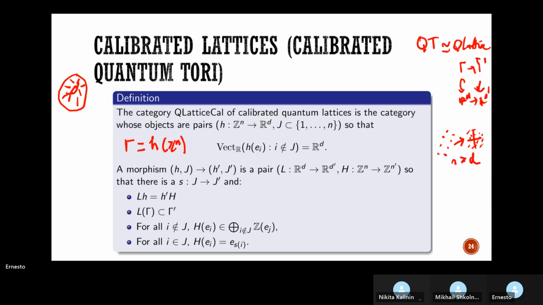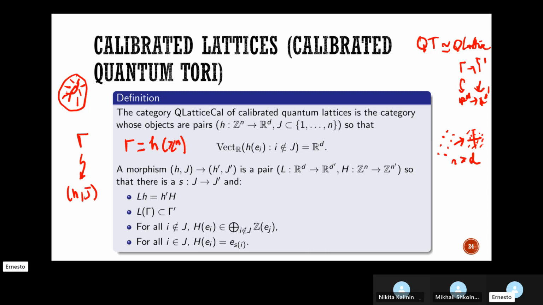And so we want gamma to generate all of R^d. We don't want gamma to be inside of a subspace. We want gamma to be all over the place. And so we have these pairs H, J. And a morphism, so this is my substitute for gamma. I went from gamma and I promoted it into a pair H, J.